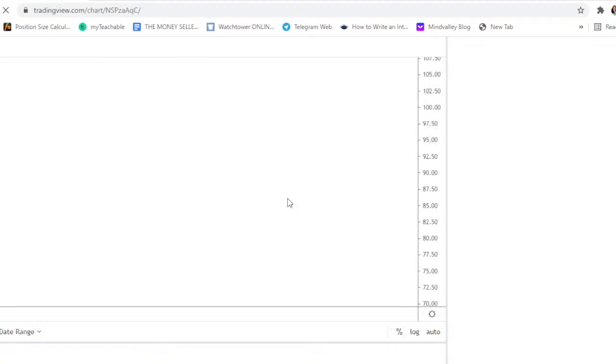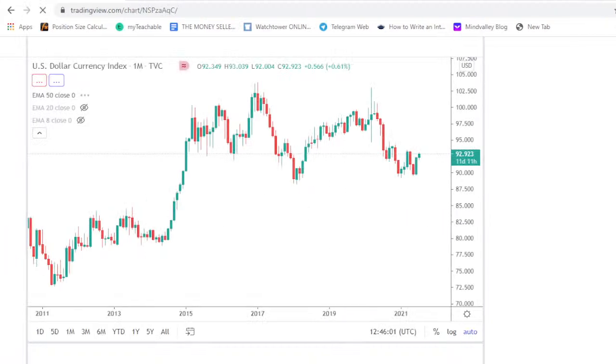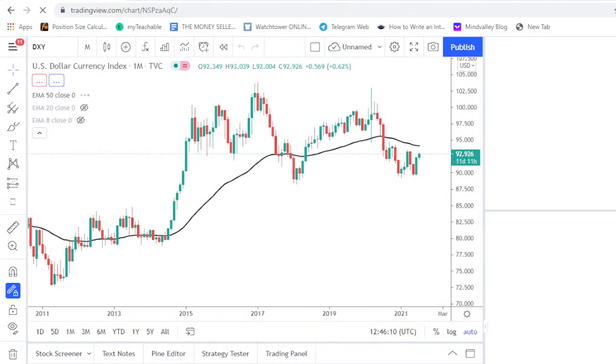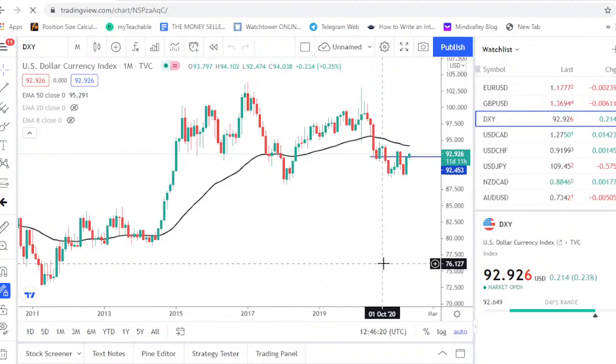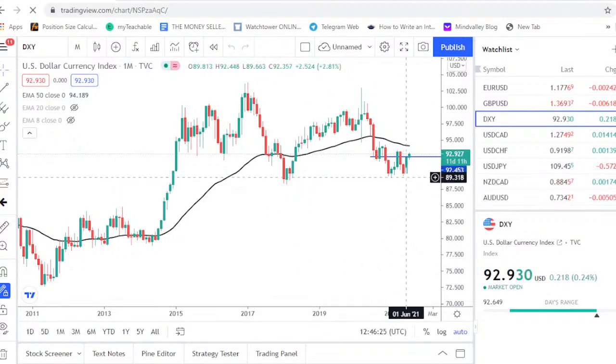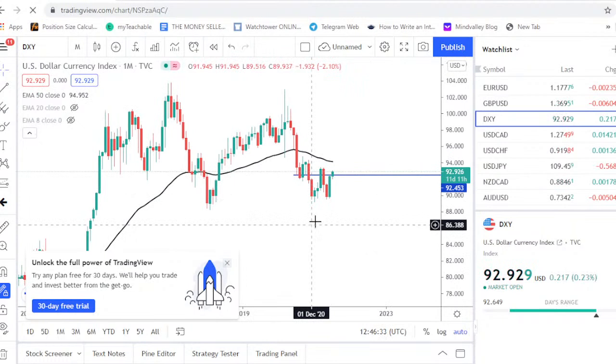As usual, we're going to start with DXY, the dollar currency index. So let's wait while that loads. All right, so looking at the dollar index from the monthly time frame, from what we have from last month, we see that it is pushing up. Though the major trend is still down, right now it is still up, at least for some time.